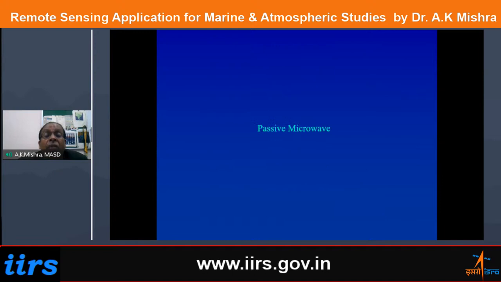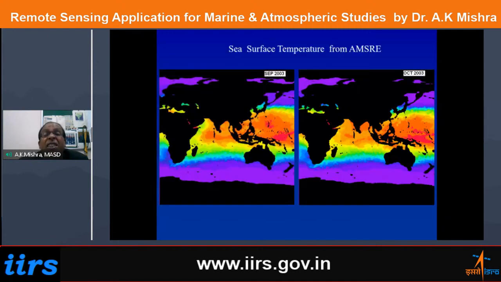Coming to passive microwave, it follows the same principle as thermal remote sensing. Only the assumption of Rayleigh's approximation is applied to Planck's law. Here, the sea surface temperature comes from the Advanced Microwave Scanning Radiometer, which is present in MODIS Aqua and Terra. They are capable of penetrating cloud, so in the presence of cloud also, you will get the sea surface temperature. So this is the temperature as detected by the AMSR-E.